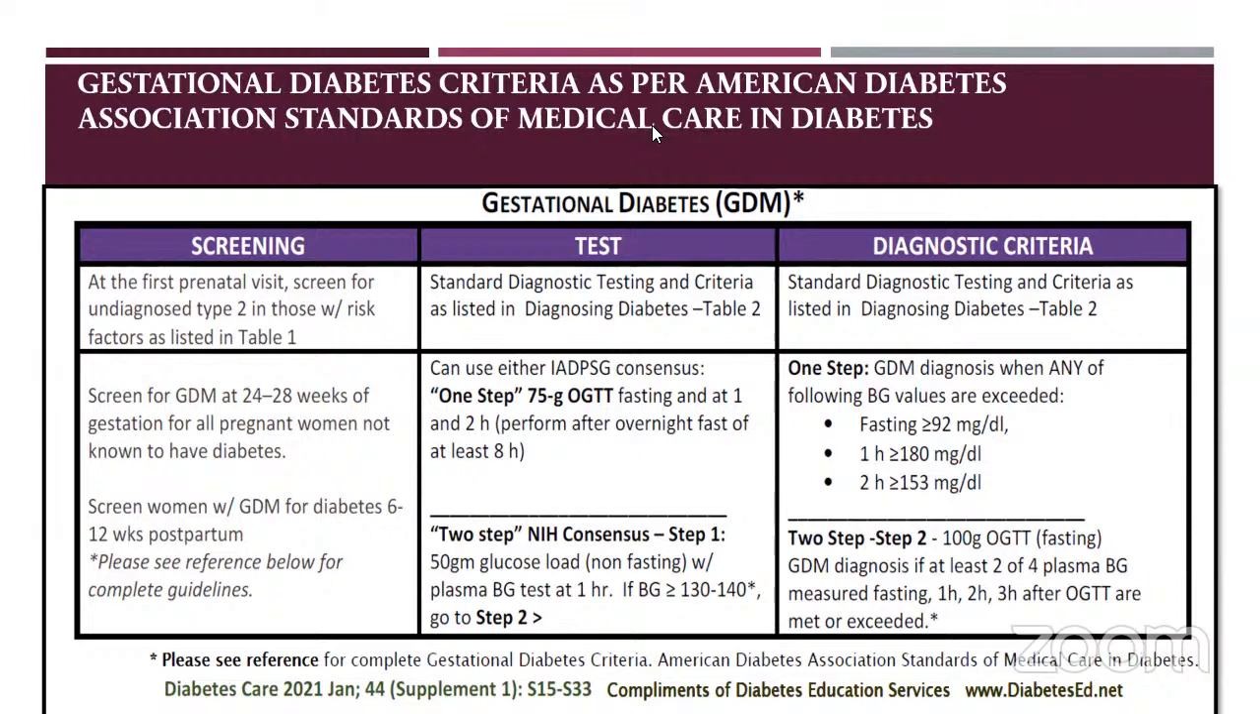The diagnostic criteria in the one-step 75 gram OGTT: fasting is 92 or more, 1 hour is 180 or more, and 2 hours is 153 or more. In the two-step procedure, step 2, the diagnosis is made if at least 2 of 4 plasma blood glucose measures after OGTT are met or exceeded.